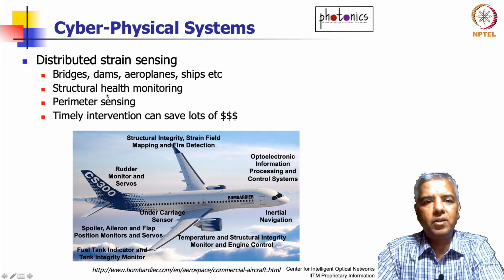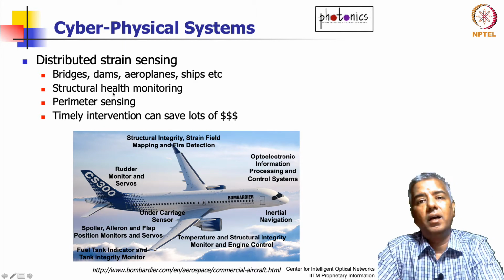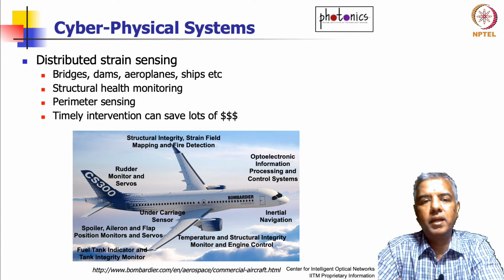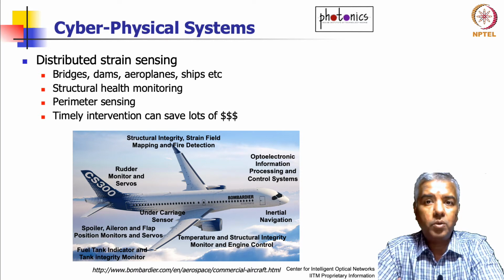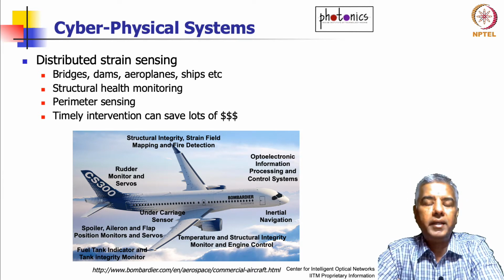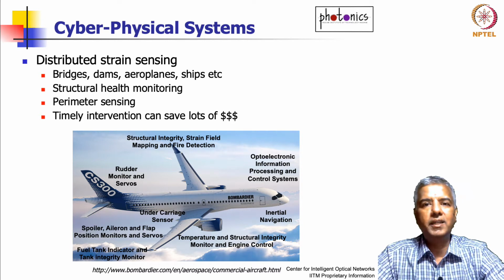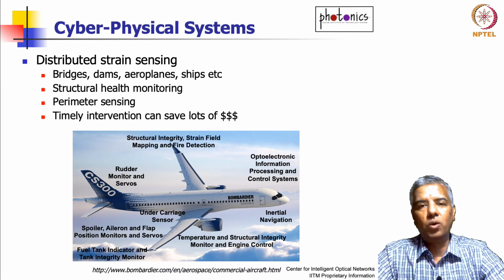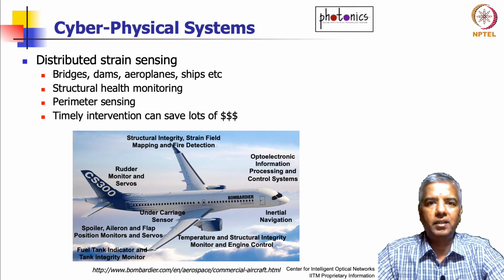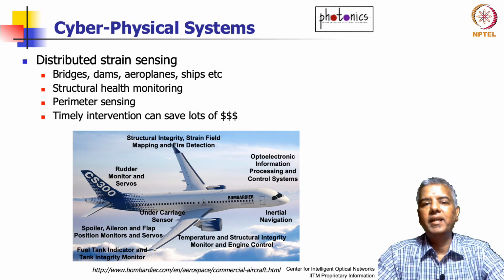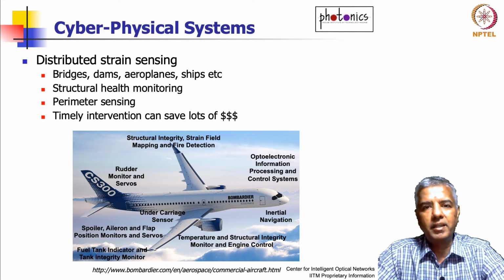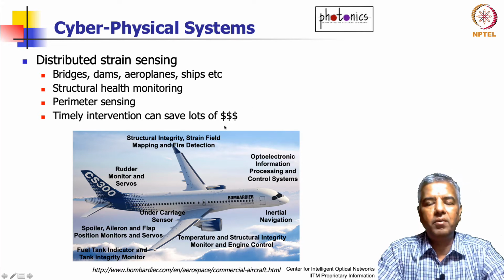Yet another application that I could talk about is perimeter sensing. A country like India has a border with several other countries where we need to secure our borders, we need to monitor our borders, we need to look at possible intrusions across the border. And what if we could deploy a sensor that could do this intrusion detection in real time, and could warn people appropriately, so that appropriate action could be taken. Right. So this once again is a case where timely intervention can save a lot of money.